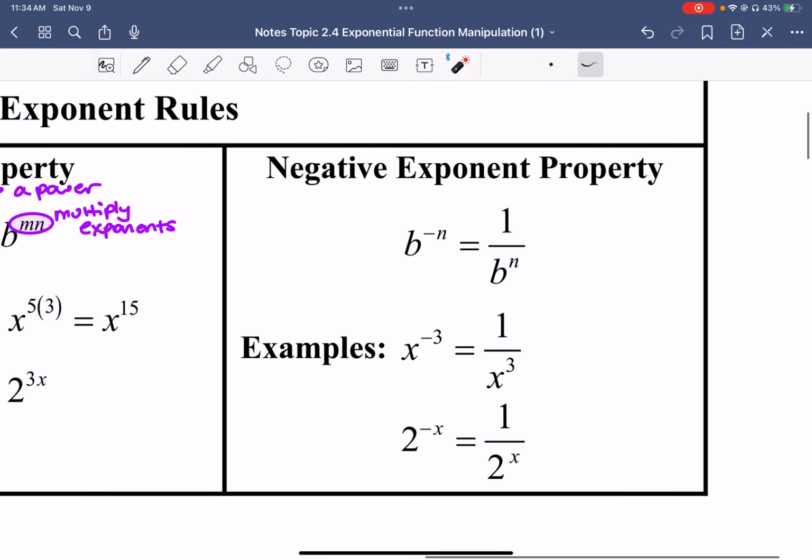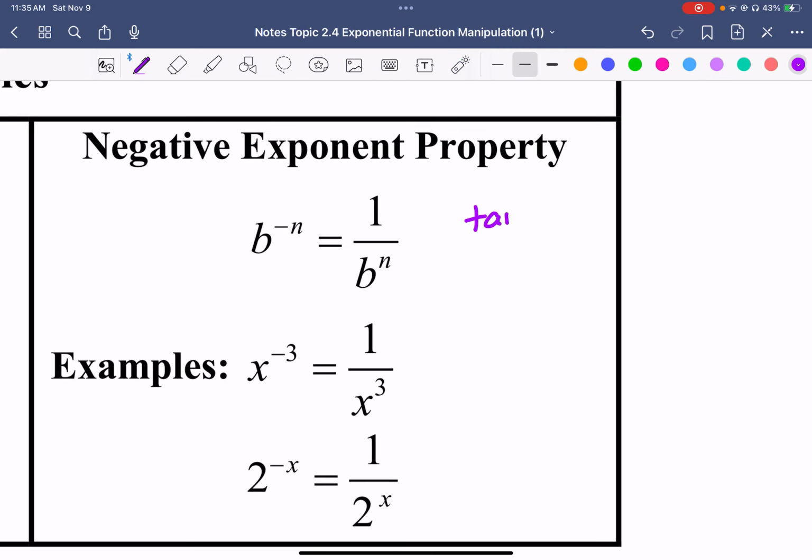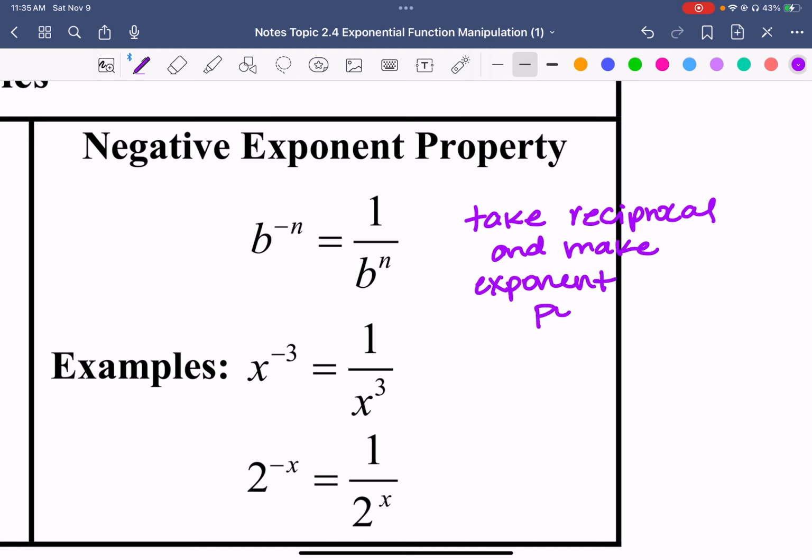Okay. Another property is called the negative exponent property. For this one, all you're going to do is take the reciprocal and then you're going to make the exponent positive. So we know that every whole number is divided by 1. So b to the power of negative n is being divided by 1. So to take the reciprocal, all you're going to do is flip these around.